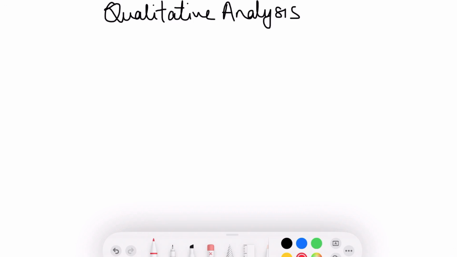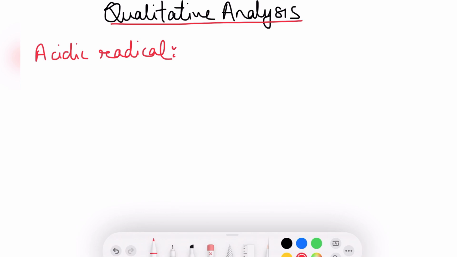Hello everyone. Today we discuss qualitative analysis. It's a salt analysis where we have to identify the acidic and basic radicals in a given salt. Acidic radicals are the anionic part of a salt.